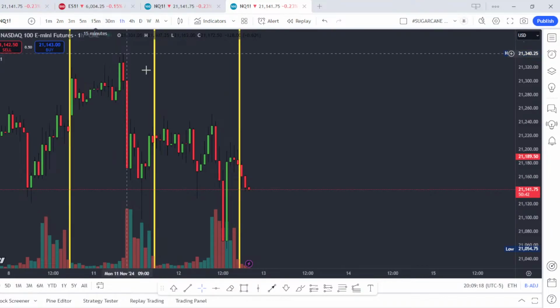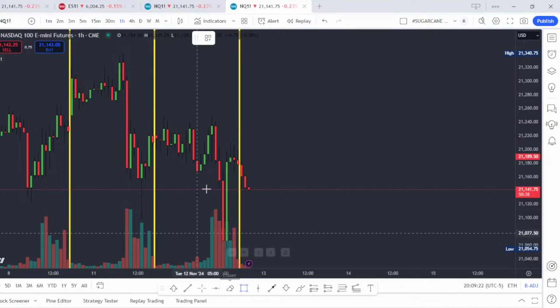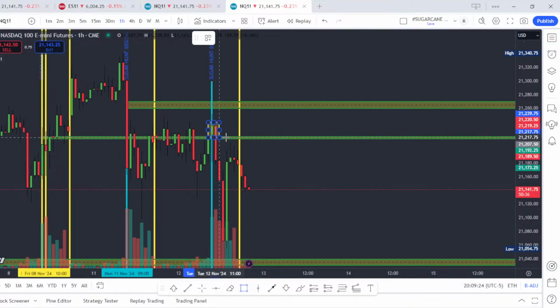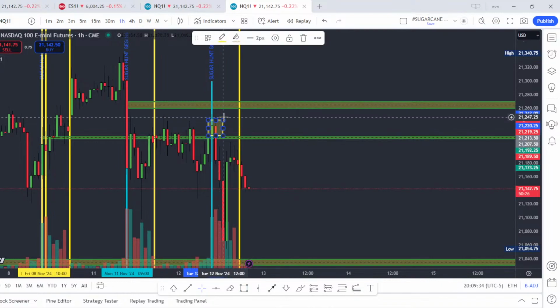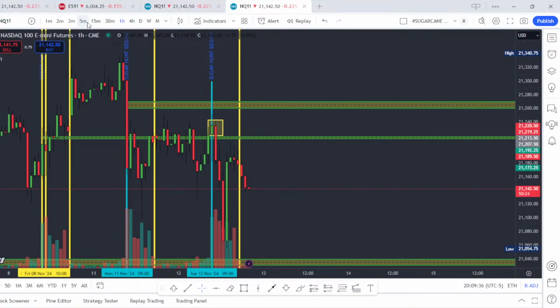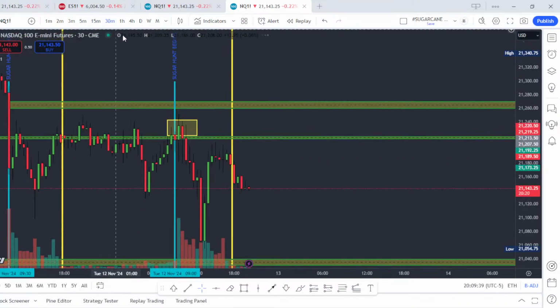So let's put a little box around this area right here. And we're gonna drop down to our 15 minute. Well, let's do the 30 minute first. We get these 30-minute candles. This is our open, right? Same open. This is our sugarcane gap.